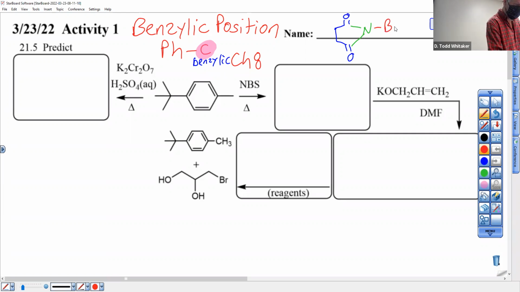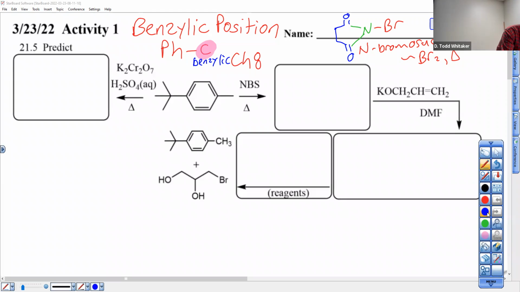And it's got a bromine, N-bromosuccinimide. And it does the same job as Br2 and heat. It particularly is good for benzylic and allylic bromination. So if there's a hydrogen on the benzylic or allylic position, in this case there is, there's a H on that benzylic position, right there, that will be replaced by a bromine.